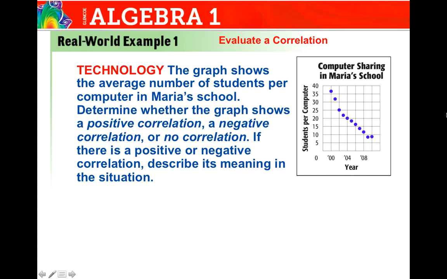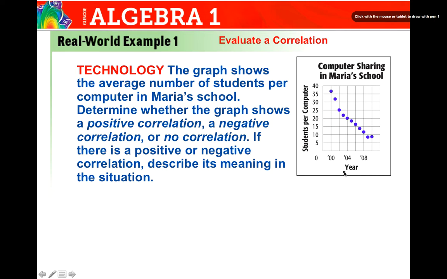So the first example we're going to look at is looking at the correlation. Technology says that the graph shows the average number of students per computer in Maria's school. Determine whether the graph shows a positive correlation, a negative correlation, or no correlation. If there's a positive or negative correlation, describe its meaning in the situation. So before we start doing that, let's take a peek at the actual graph.